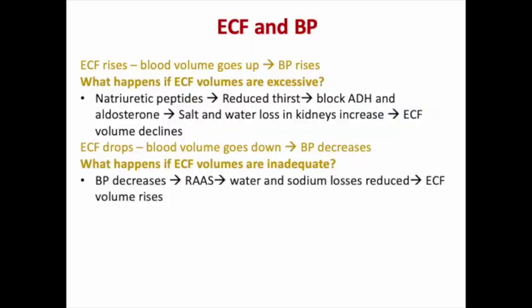Now we're going to talk about the relationship between our extracellular fluid and our blood pressure. So what happens if our extracellular fluid is too excessive? Well, the natriuretic peptides will kick in, which is going to reduce our thirst. This is going to then block ADH and aldosterone. And if this happens, then salt and water loss in our kidney is going to increase, therefore decreasing our extracellular fluid. So when ECF rises, blood volume goes up and blood pressure rises.